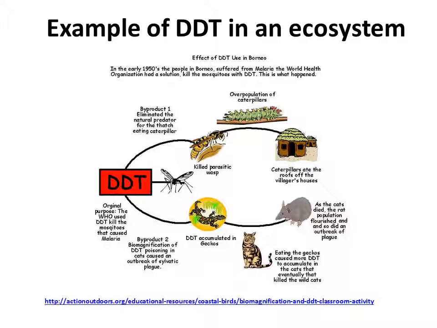So because the parasitic wasps were killed everywhere, the caterpillars just kept multiplying, and there was an abundance of caterpillars. And what happened? Well, they ate the roofs off the villagers' houses. This is sort of a funny example, but it's quite tragic. So this is the top path, and there is a bottom path which I will not discuss, and you can learn more about this ecosystem situation by going to this URL at the bottom.